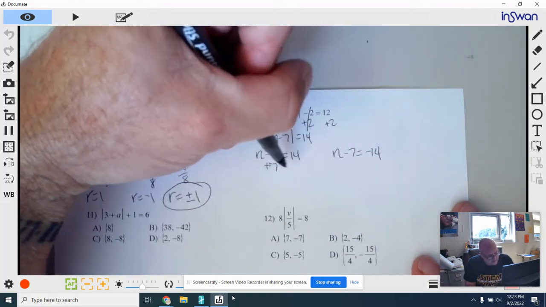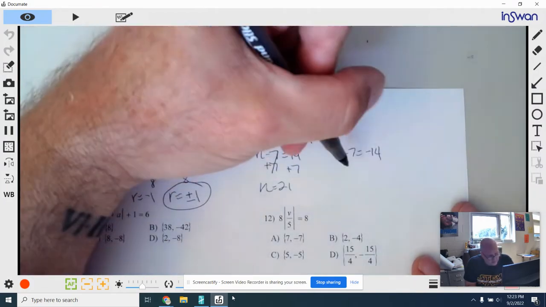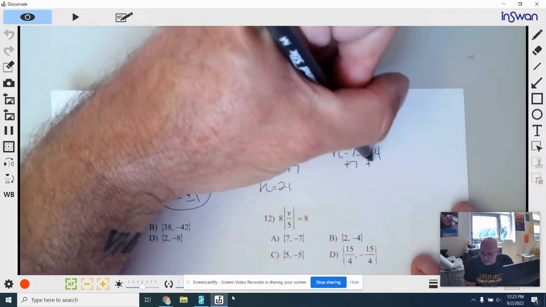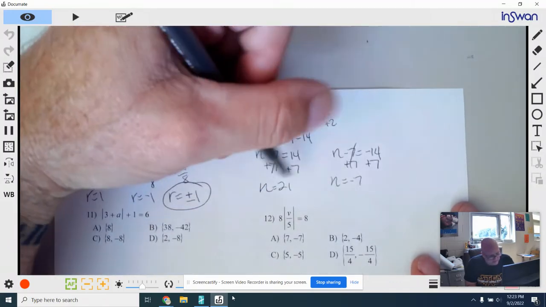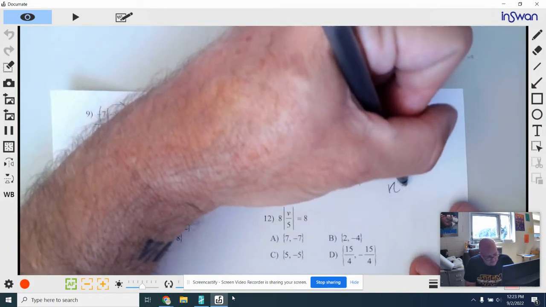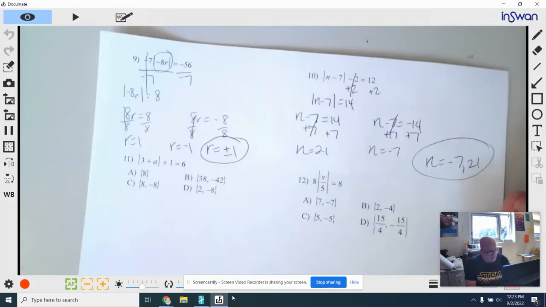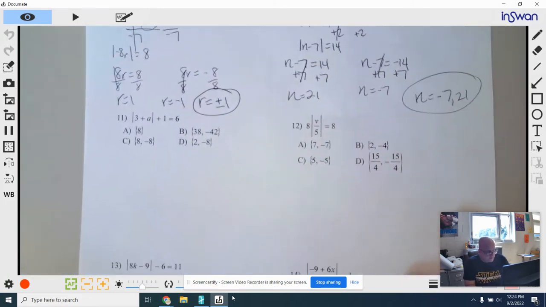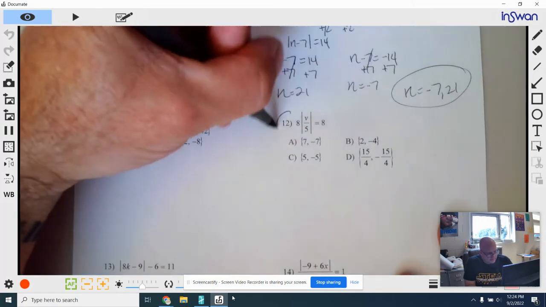Now we just add 7 to both sides. So I get n is equal to 21. Come over here, same thing, add 7. And we get n is equal to negative 7. So if I check it out, they'll work. And then I'll rewrite my answers. N is equal to negative 7 and 21. All right, you guys go ahead, do number 11. And go ahead and do number 12.